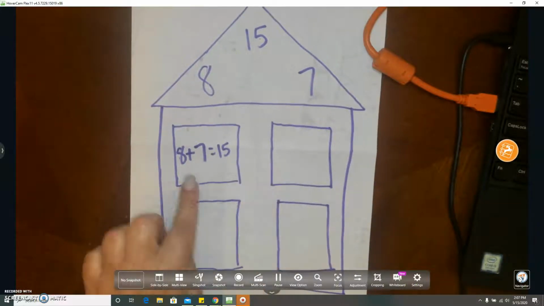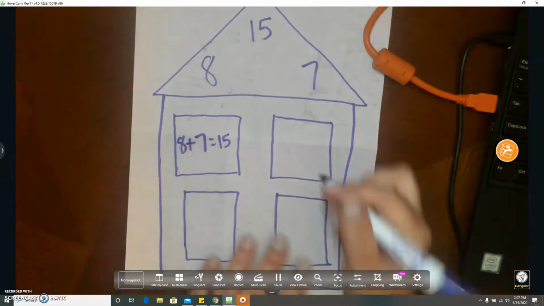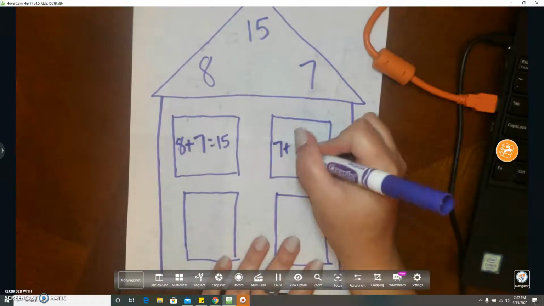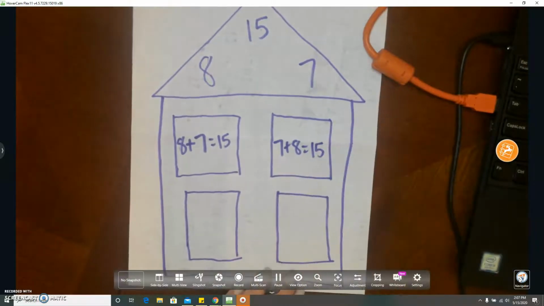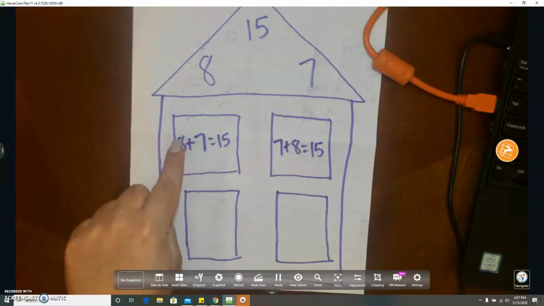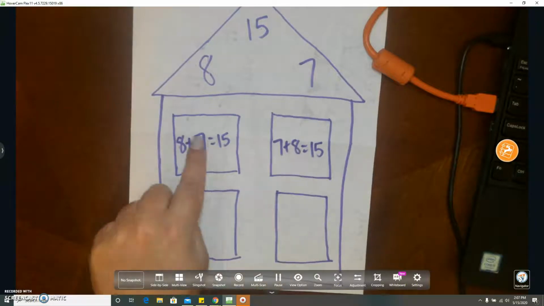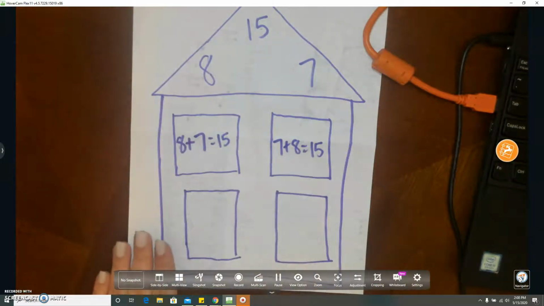Okay, now for the second addition problem, all I need to do is flip these numbers. 7 plus 8 equals 15. So there's my 2 addition problems. Now, see, we've got the same numbers, 8, 8, 7, 7, 15, 15. These are the only numbers that should be in all 4 of these windows. That's why it's a fact family.